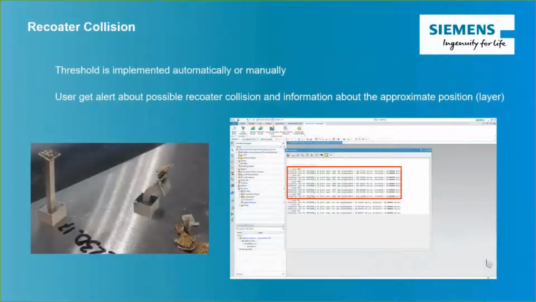Now, as with Sonata, SimCenter 3D AM can also alert the user to possible recoater collisions with information about the approximate layer that the issue might occur in. Now, this is of paramount importance to the machine operator, as we sort of mentioned before, because recoater collisions don't just mean a failed print, but they also can damage the machine, adding another layer of cost to the process.